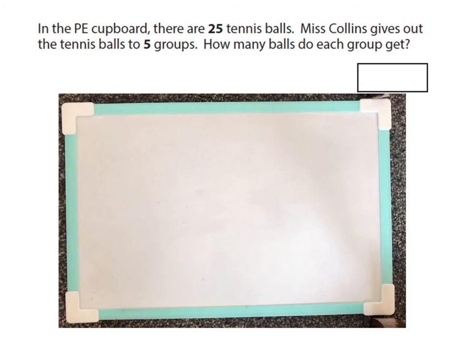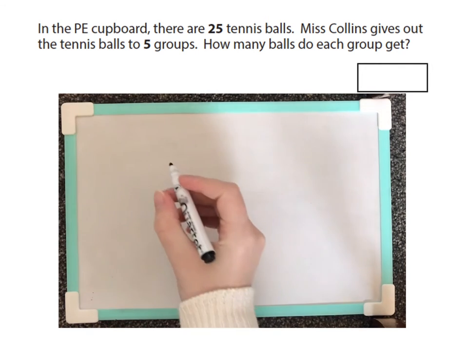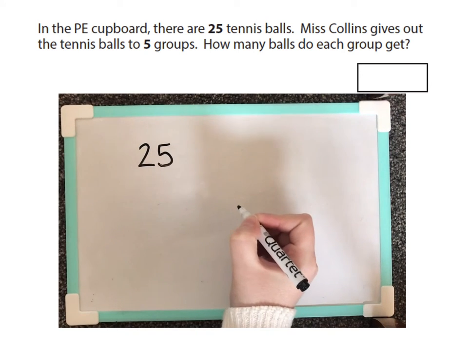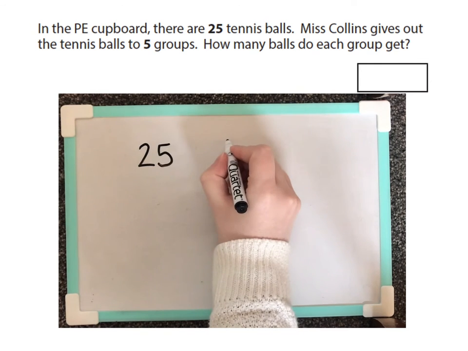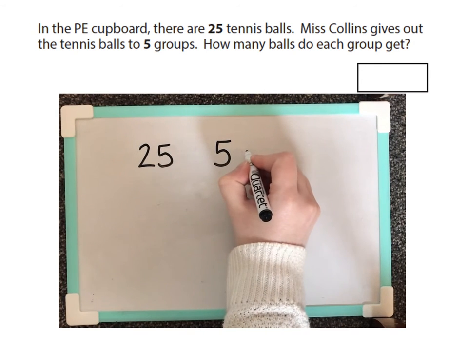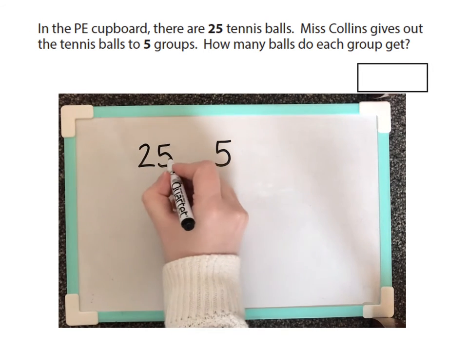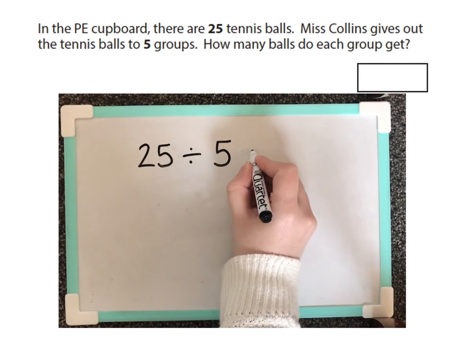So this is our first word problem. In the PE cupboard, there are 25 tennis balls. Miss Collins gives out the tennis balls to 5 groups. How many balls does each group get? Okay, let's have a go. There are 25 tennis balls. That's an important number, so I'm going to write it down. And Miss Collins gives out the tennis balls to 5 groups. That's another important number. How many balls does each group get? Each group, that was our keyword for dividing. So we're going to divide.